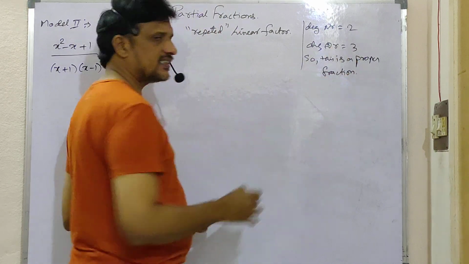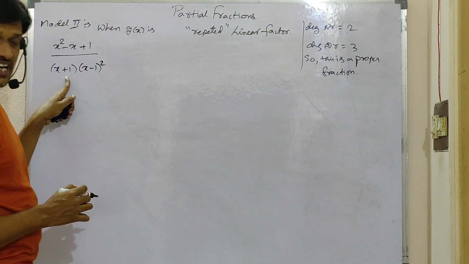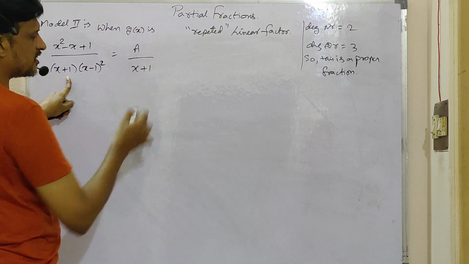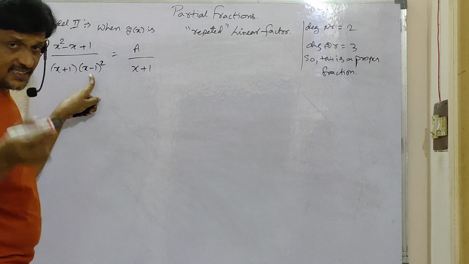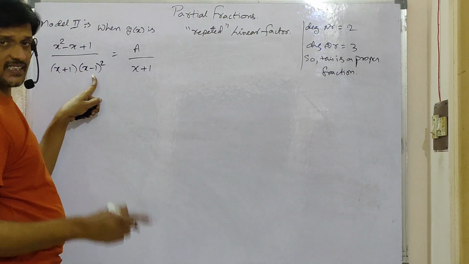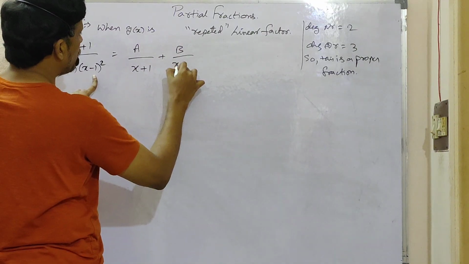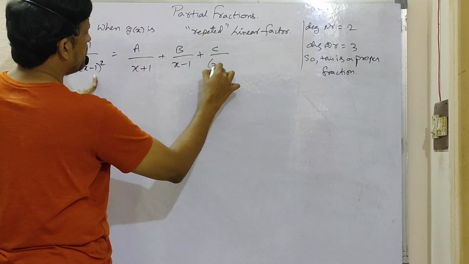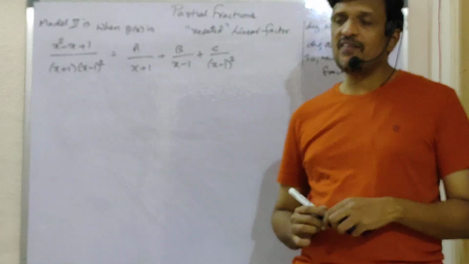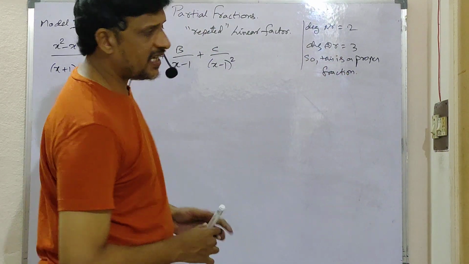You can write this as the sum of the partial fractions. Corresponding to this x plus 1, which is a non-repeated linear factor, you will get a partial fraction of the form a by x plus 1. X minus 1 is a linear factor only, but whole square is there, repeated. So corresponding to this, since the index is 2, you will get two partial fractions, like b by x minus 1 plus c by x minus 1 whole square. Now calculate the values of a, b and c.